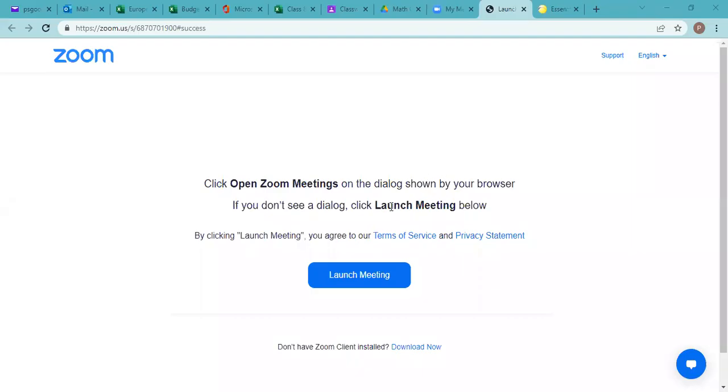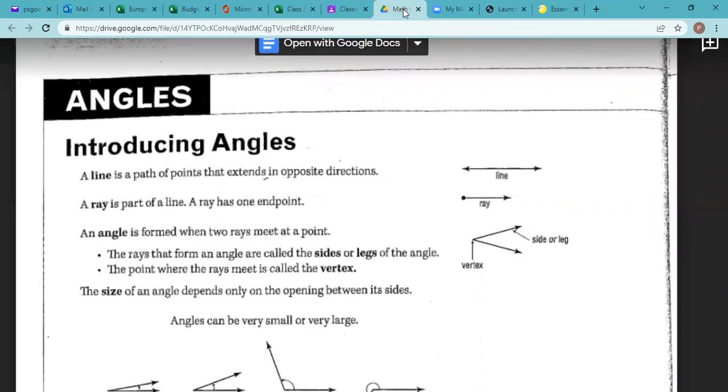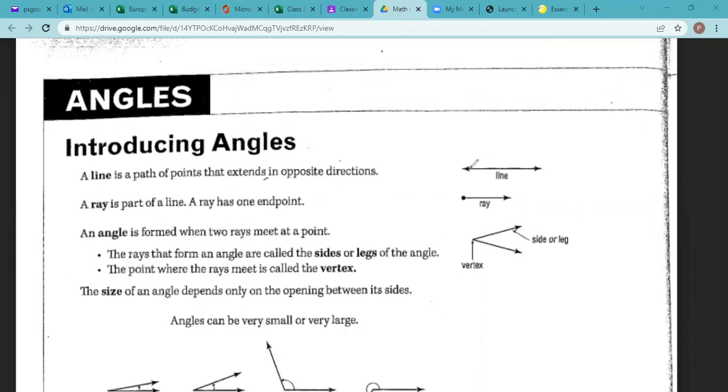Okay, so I'm going to go ahead and share my screen, and that way we can go ahead and start on the geometry. Okay, so introducing angles. It says here that a line is a path of points that extends in opposite directions. So as you can see over here on the right side, we have our line.